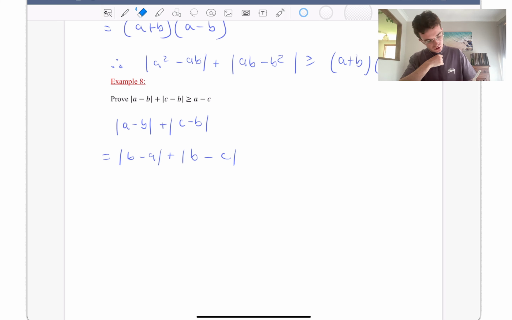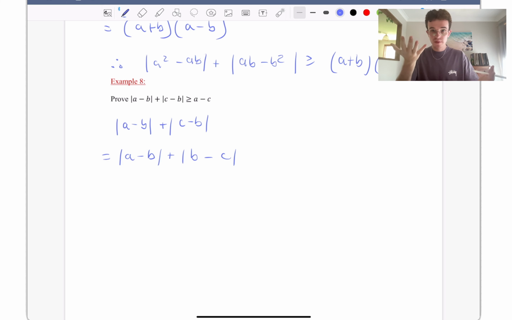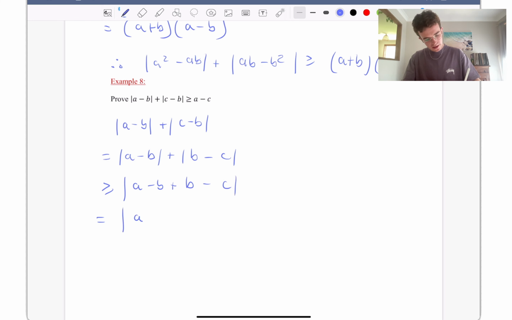It looks like we don't want to switch the order of this one, a minus b. It still means the same thing. We can switch the order of one and not the other. It still means the same thing because all the absolute value does is send any negative number positive. So by the triangle inequality, we can say this is greater than or equal to a minus b plus b minus c, and that's equal to a minus c.